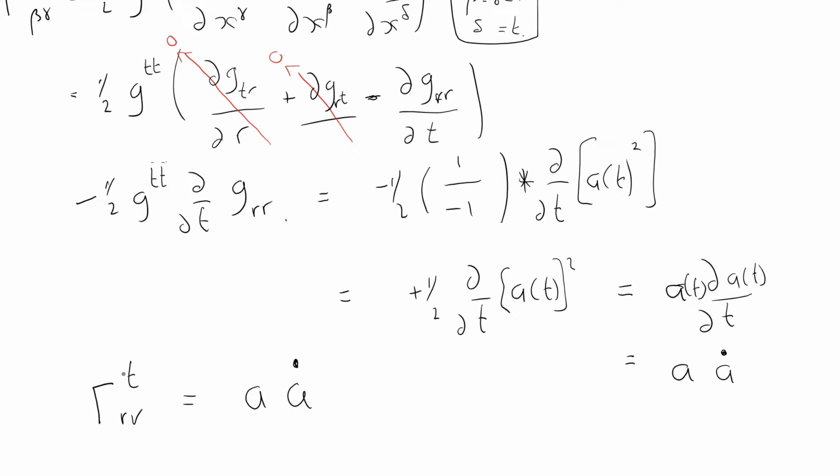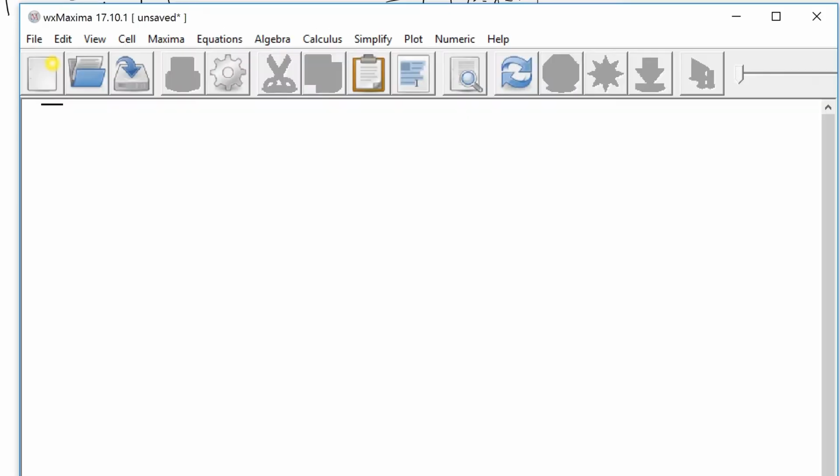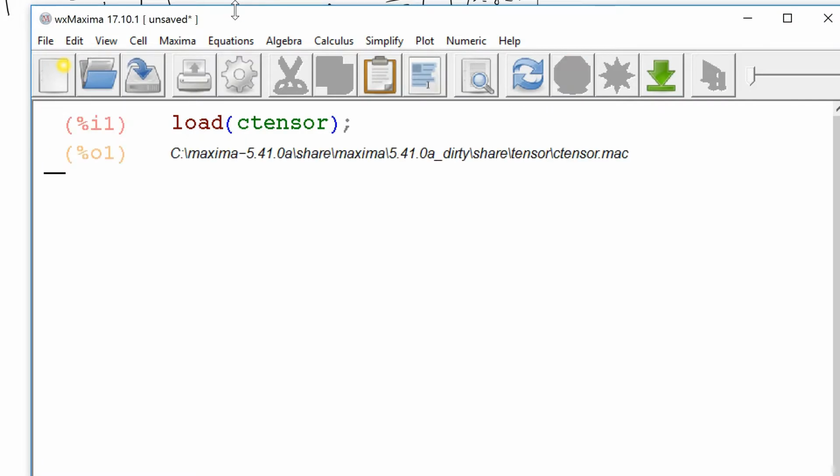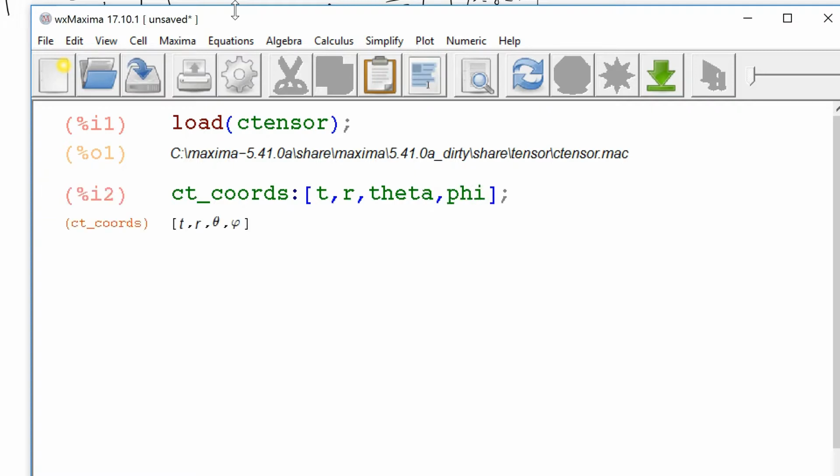And so what I'm going to do is to use a computer algebra system. I've got Maxima here, set up, and I will calculate all 32 Christoffel symbols. So first we've got to load ctensor, which is the package that calculates tensor calculus for us. We need to specify our coordinates, which are going to be t, r, theta, and phi. There we go, and it's even typeset them in nice Greek letters for us.